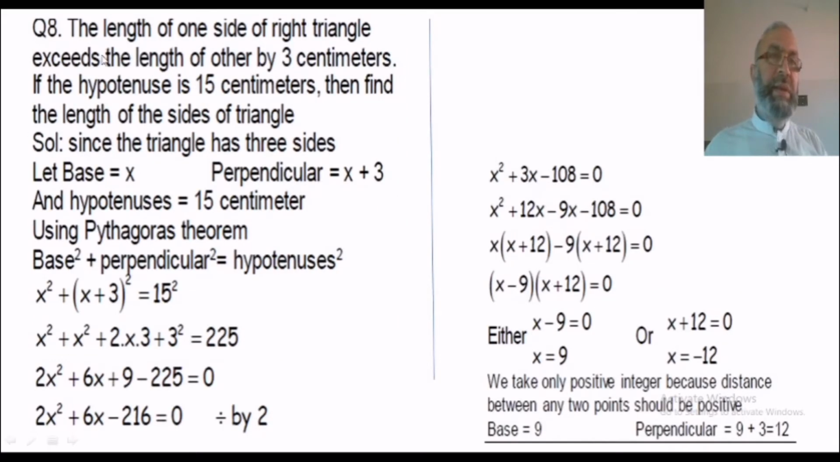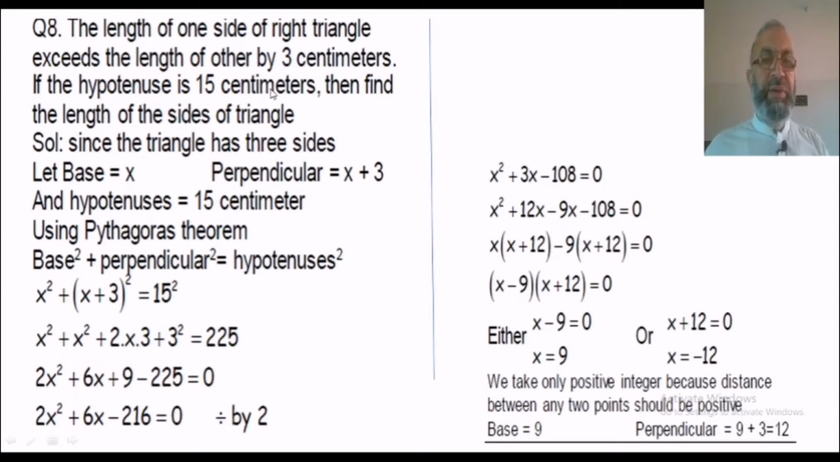Now question 8, next. The length of one side of a right triangle exceeds the length of the other by 3 centimeter. If the hypotenuse is 15 centimeter, then find the lengths of the sides of the triangle. Since the triangle has 3 sides, base, perpendicular, hypotenuse. The hypotenuse is always greater, and it is given in this question.